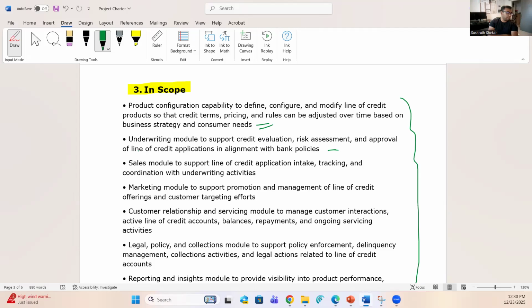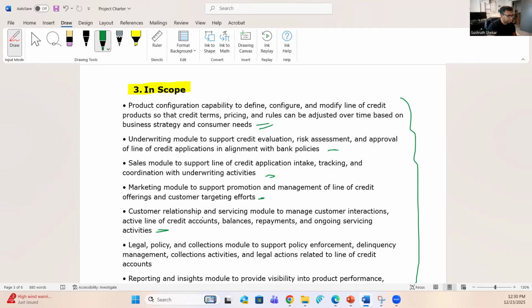That is in scope. Next is the sales and marketing module. We want to sell the line of credit to customers. We need application modules or application pages for that. We want to market the line of credit to customers. We need to do all the promotion work. We need application pages or application modules. So that is in scope. We need to build all that.